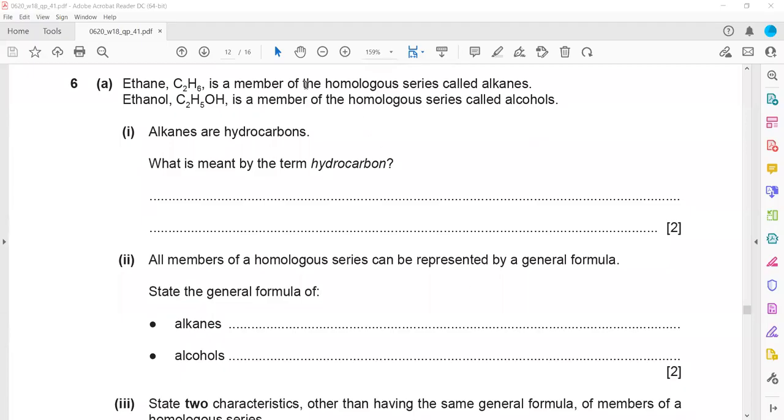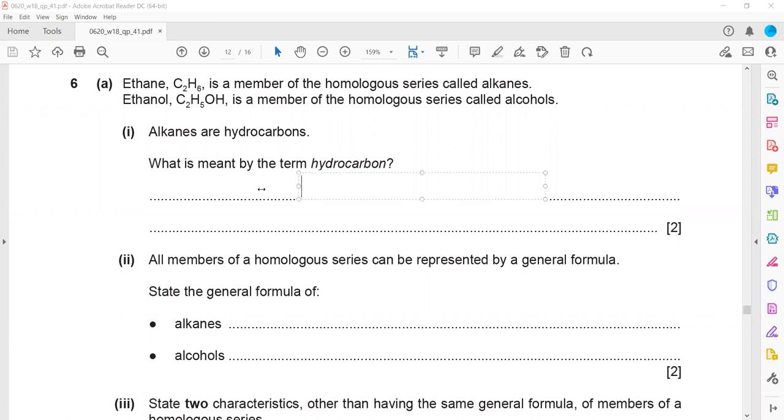This is also an organic chemistry question from the October 18 paper. Ethane, which is C2H6, is a member of a homologous series called alkane, and ethanol, which is C2H5OH, is also a member of the homologous series known as alcohol. And alkane is a hydrocarbon. What is meant by the term hydrocarbon?